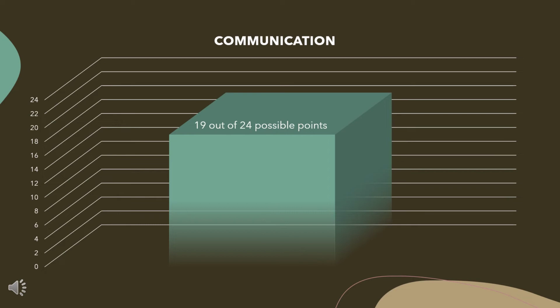Our next category was communication. There were a total of 24 points possible and 19 were scored here. This area had a few spots that scored a 0 and one that scored a 1. Indicator number 1 was instructor provides ongoing and meaningful communication. This area was scored a 1. Indicator number 6 was instructor specifies times when students can expect instructor feedback. This was not noted at all, so this scored a 0.